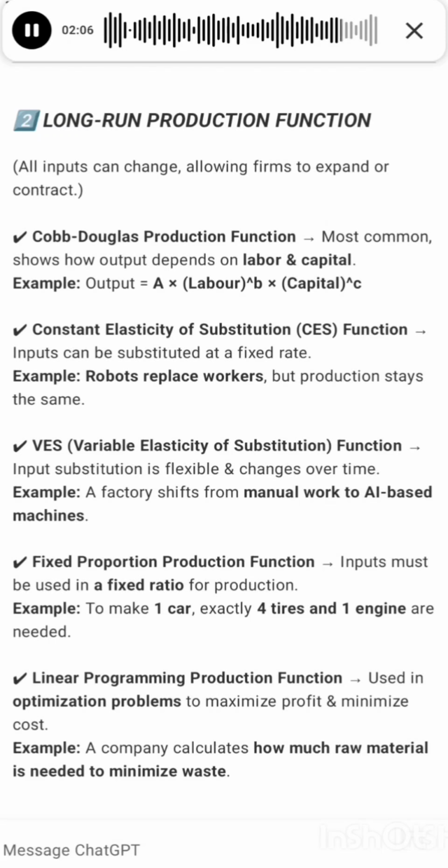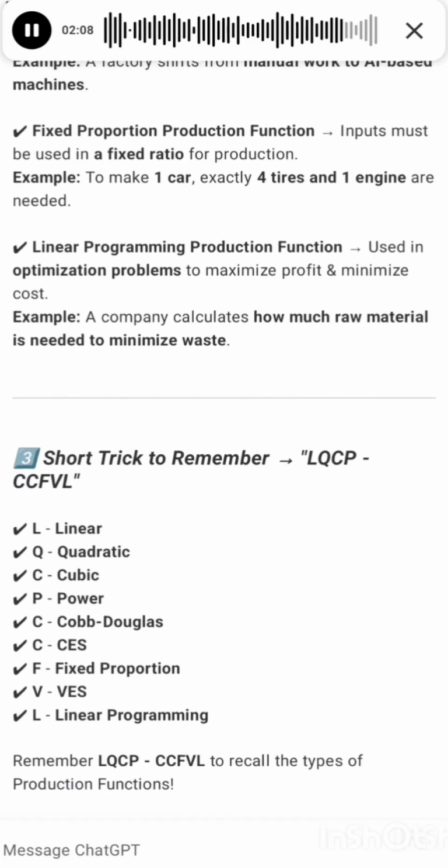Chart 3, short trick to remember. LQCP CCFVL. L, linear. Q, quadratic. C, cubic. P, power. C, Cobb-Douglas. CES, fixed proportion, VES, linear programming. Remember LQCP CCFVL to recall the types of production functions.